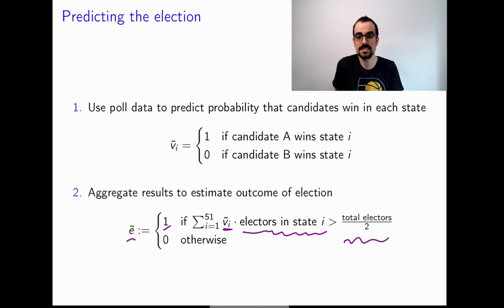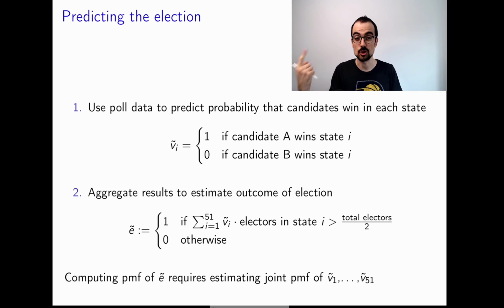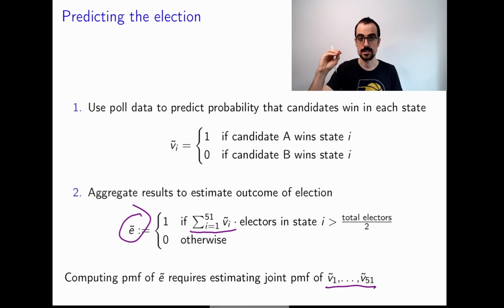Okay? So this sounds pretty straightforward, but there's a catch. The catch is that you have to estimate the joint distribution of V1 to V51 in order to be able to estimate this probability, because it depends on all of them. So it's not enough to just characterize the probability of each vi equal to 1 or 0. You have to worry about them being equal to 1 or 0 simultaneously for different states. That's what the joint distribution tells us.